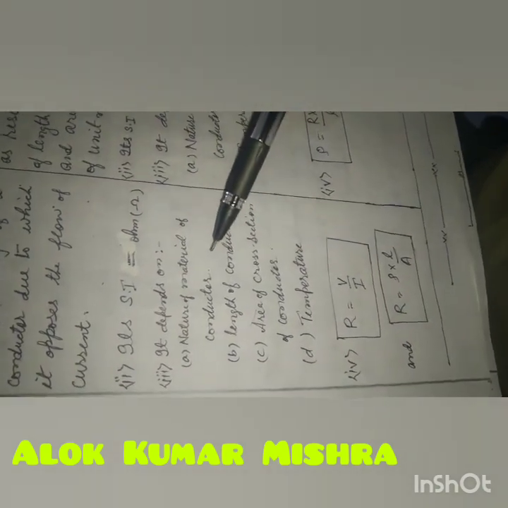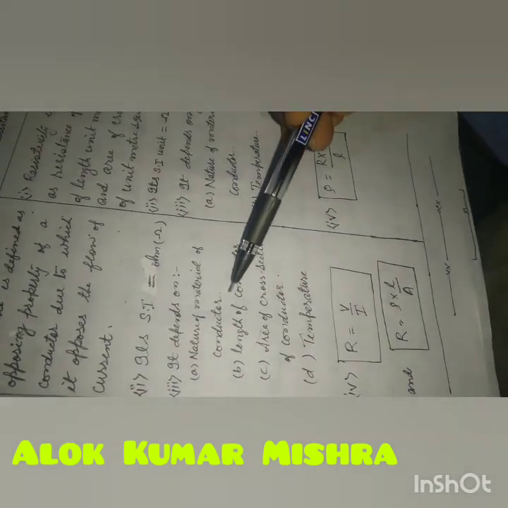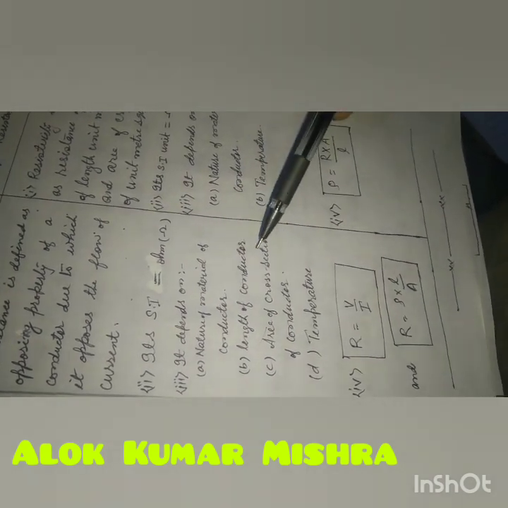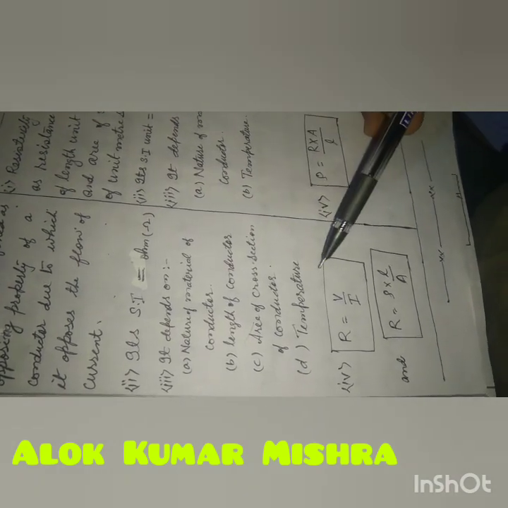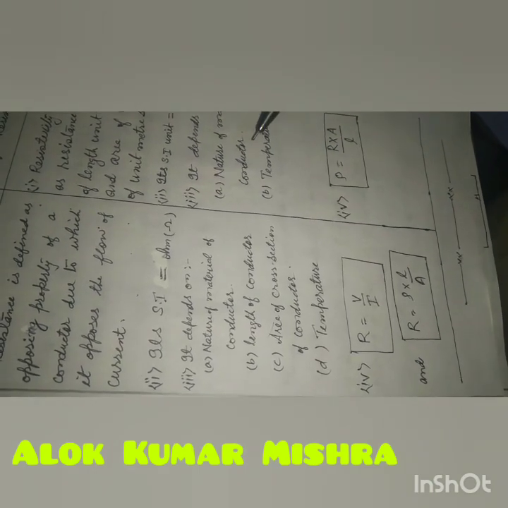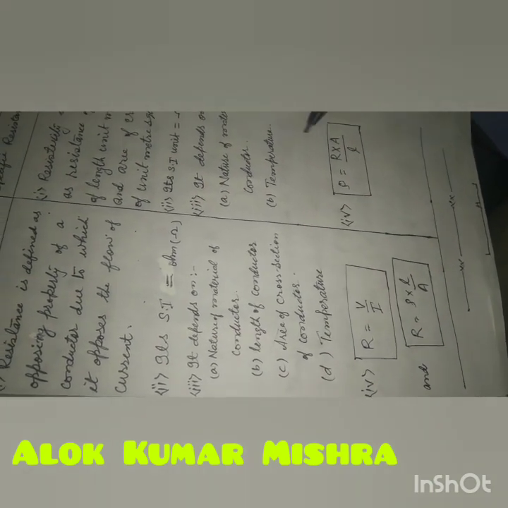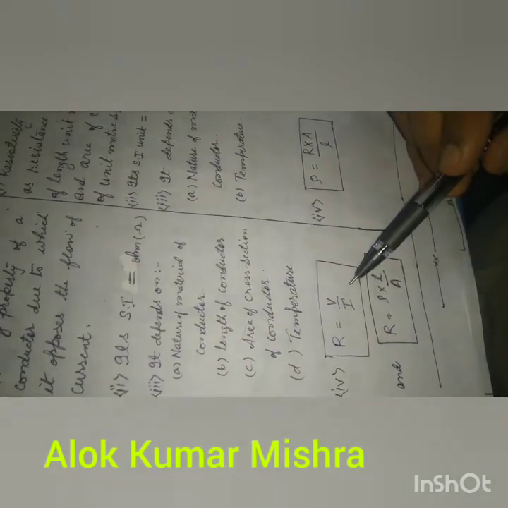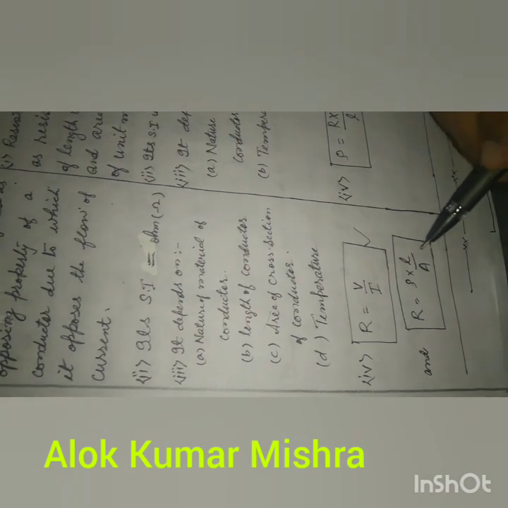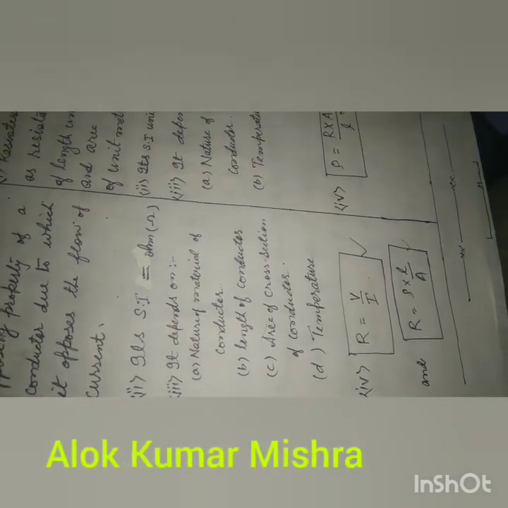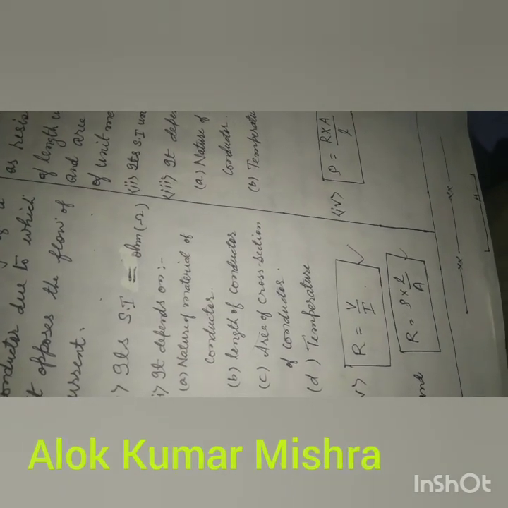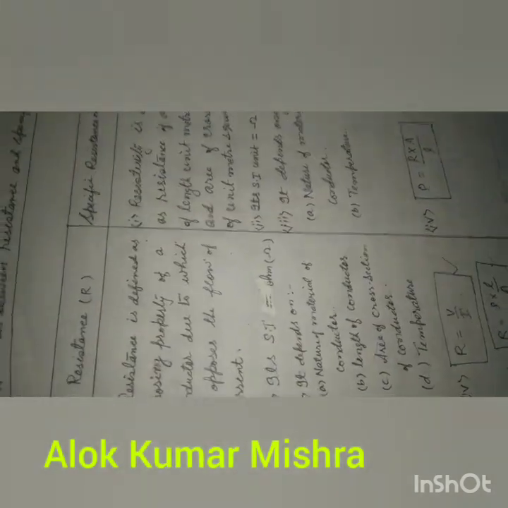Resistance depends upon the nature of the material of the conductor, length, area of cross section and temperature. Resistivity depends on the nature of the conductor and temperature. R is equal to V by I, or R is equal to rho into L by A. In resistivity, rho is equal to R into A by L. This is the difference between both.